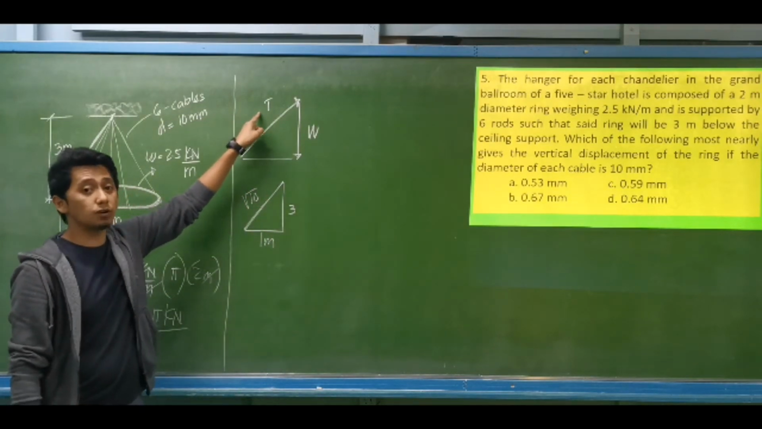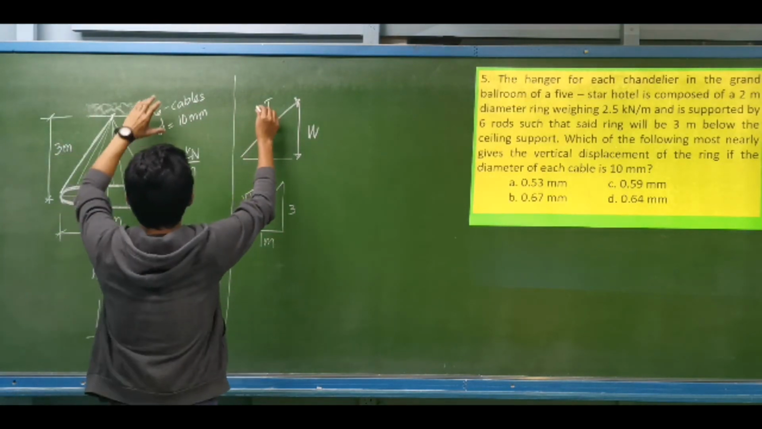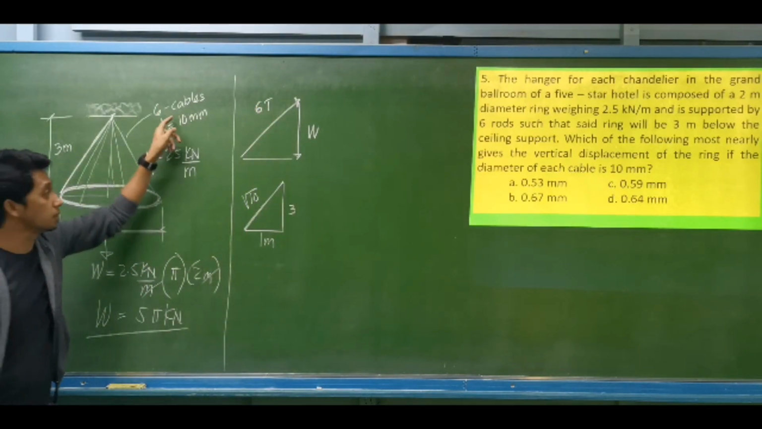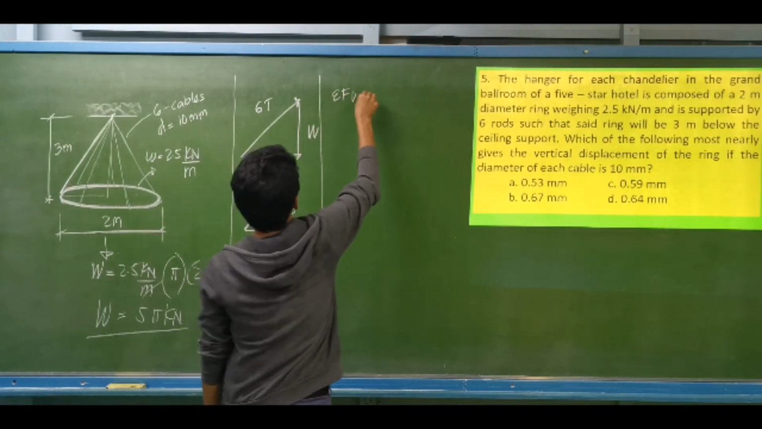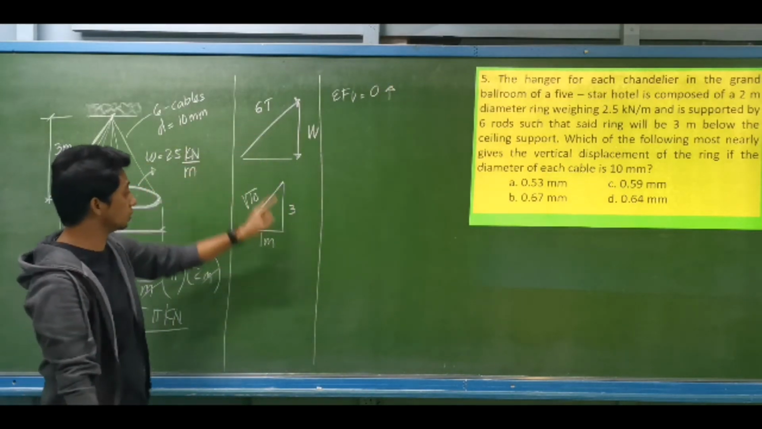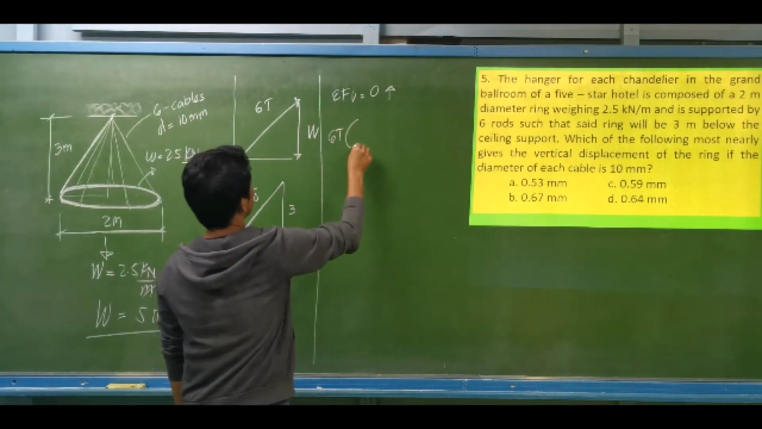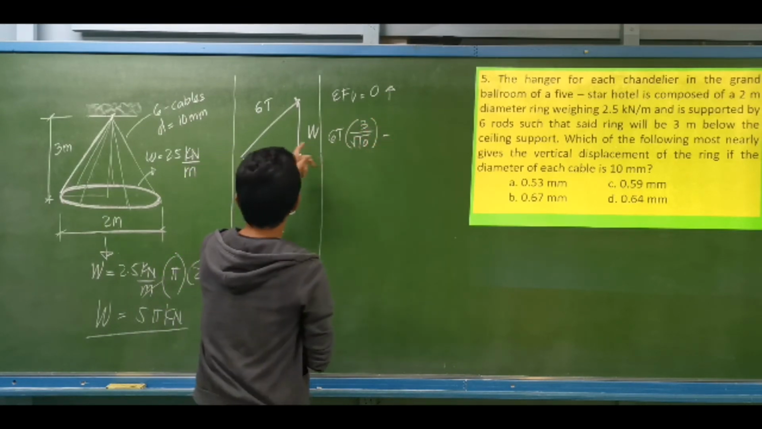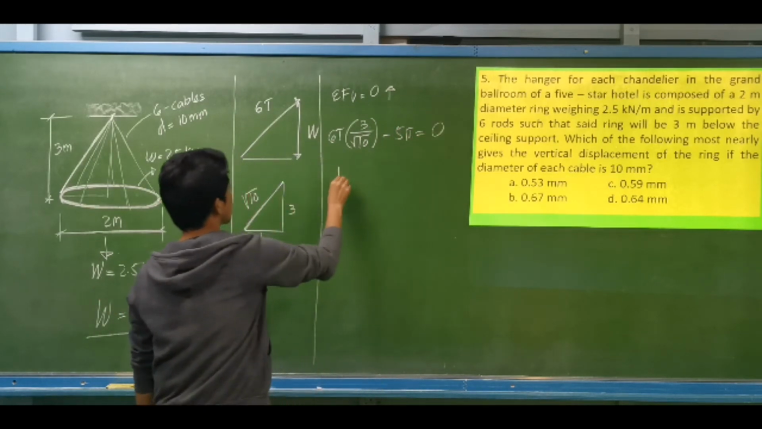So we can determine the tension for each cable by summation of forces vertical. Since we have 6 cables, this is multiplied by 6. By summation of forces vertical equal to 0, upward forces to be positive. What is the vertical component of the tension? That is 3 over the square root of 10. So we have 6 times the tension times the vertical component, 3 over the square root of 10, minus the total weight of the ring, 5 pi kilonewtons, equal to 0.